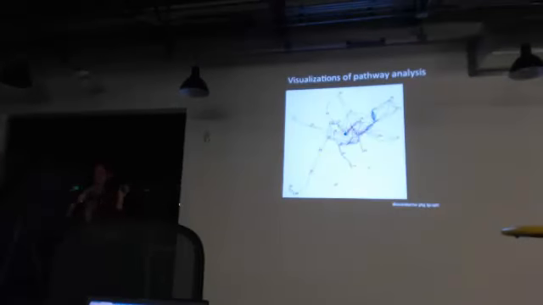This is fake data as well, because I can't show real data. This is a picture of different pathways, where the red represents those that are upregulated and the blue represents those that are downregulated. So this gives you an idea of what the output is of these methods.